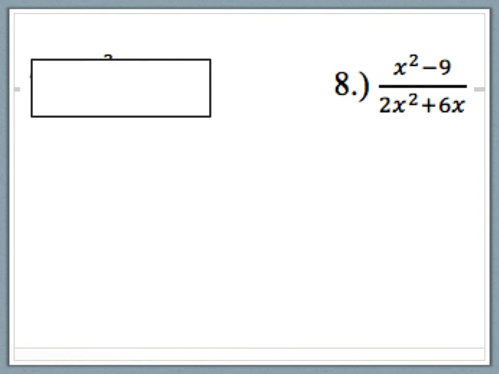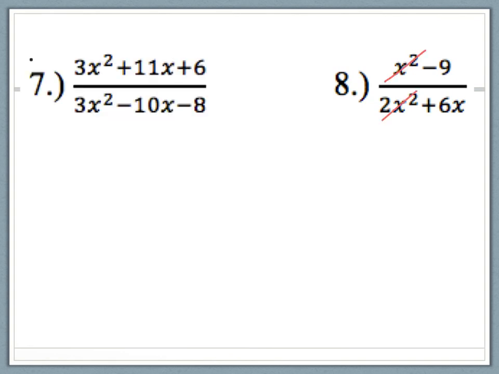If I look at the top, I kind of need to do something with that, right? You can't just cross off these x squares. Don't be that person. Don't do that. But what I can do is remember, what things multiply to negative 9? Well, 3 and negative 3. So that's going to be (x minus 3)(x plus 3). That was kind of that easy one that we can factor.